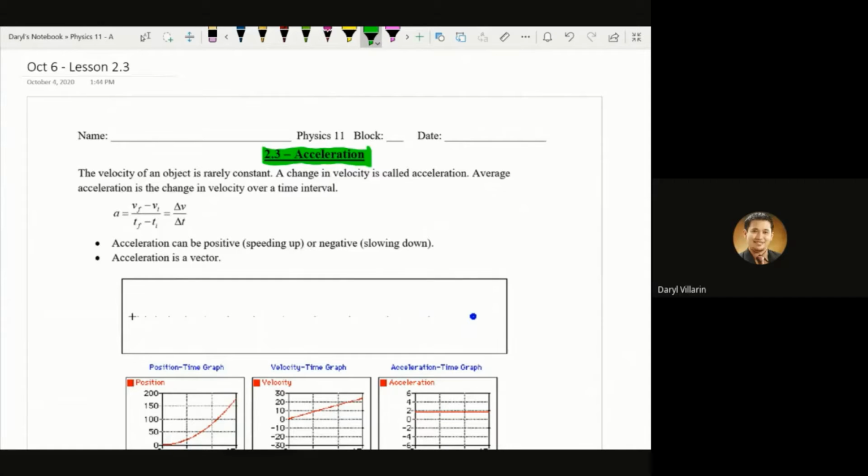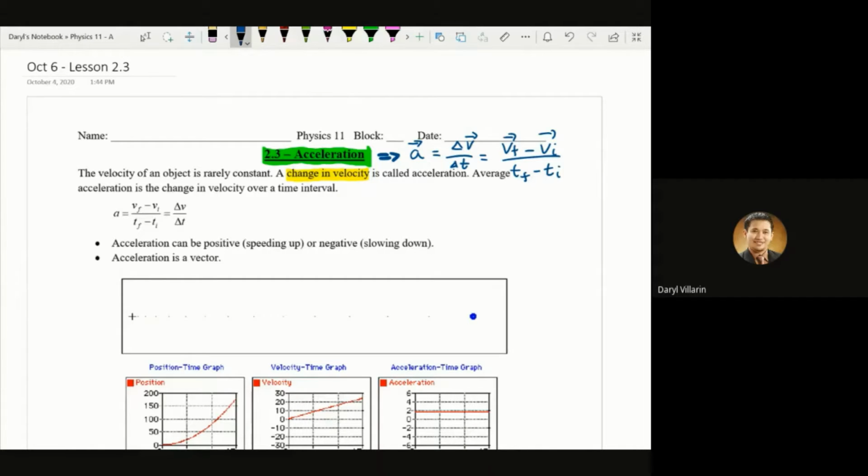So by definition, acceleration is a change in velocity. Okay, and it is the rate of change of the velocity against time. So therefore, you can write it out as A, we use the symbol A for acceleration, change in velocity over delta t, or just the elapsed time. So you have Vf minus Vi, and this is just Tf minus Ti.